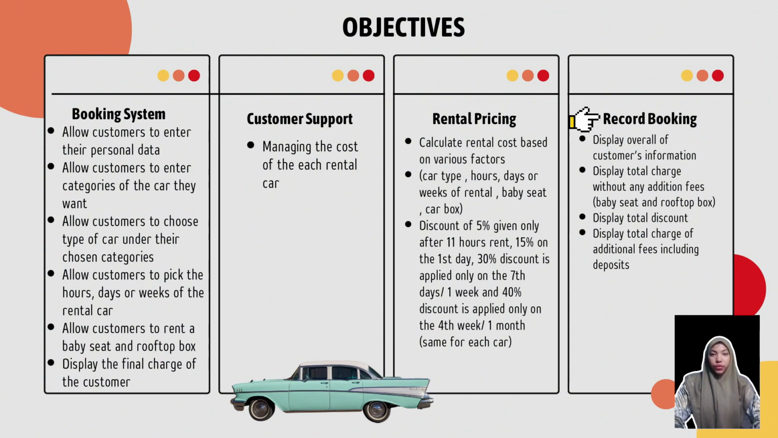The last objective is record booking. This is to display the overall of customers' information, and display total charge without any additional fees, which is without the baby seat and also without the rooftop box. Next is also to display the total discount, and lastly to display the total charge of additional fees including the deposits.